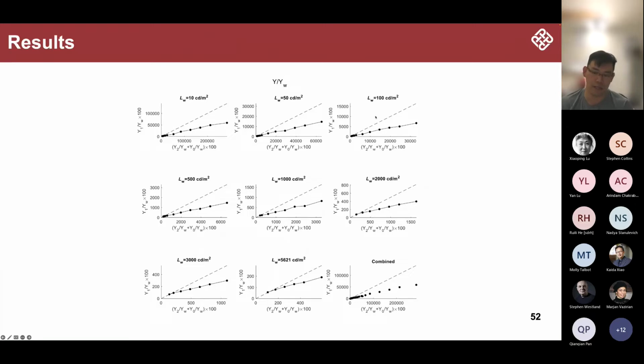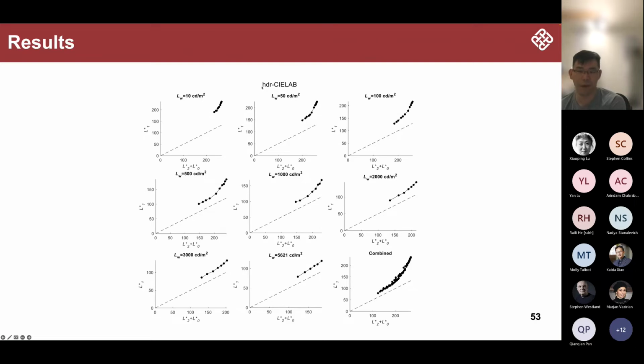Okay, so we have these different light levels, and this is the combined. I'm only showing part of the result here. So you can see this is not so good for the luminance. Then we look at the HDR CIE-ARB, which was actually developed by RIT. And again, you can see that the data points are not along the 1/2 ratio line. Even if you combine them together, it's not good, because this is not making the right prediction in the HDR condition.